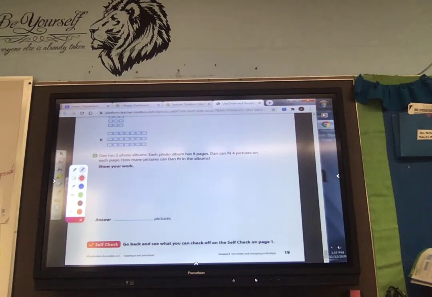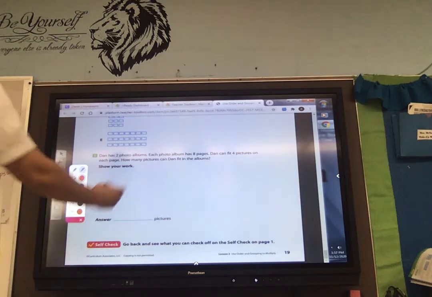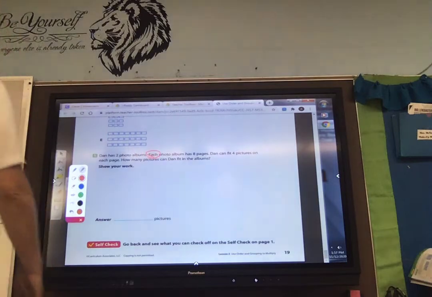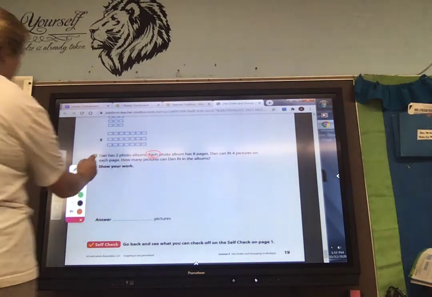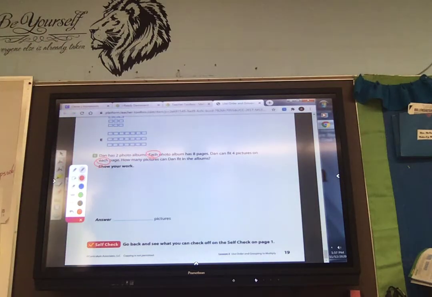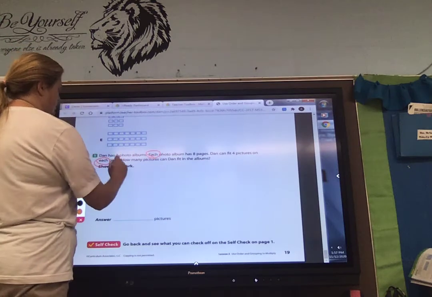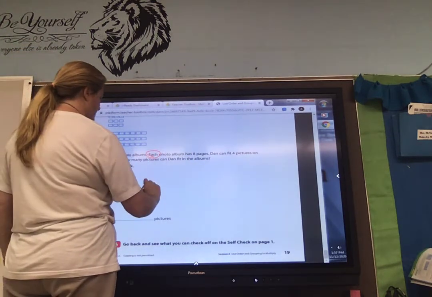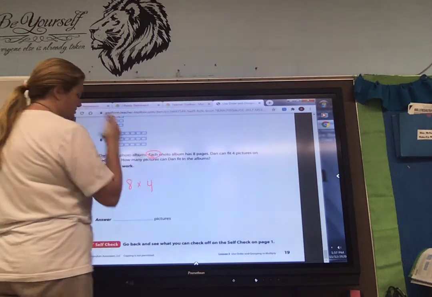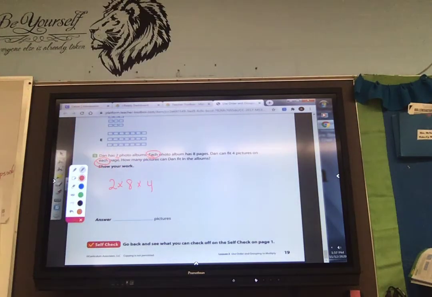Number 5, Dan has 2 photo albums. Each, clue word right there. Photo album has 8 pages. Dan can fit 4 pictures on each. Again, clue word. How many pictures can Dan fit in the albums? So we have 2. That's our first factor. 8 and 4. And of course, each tells us to multiply all of those together.